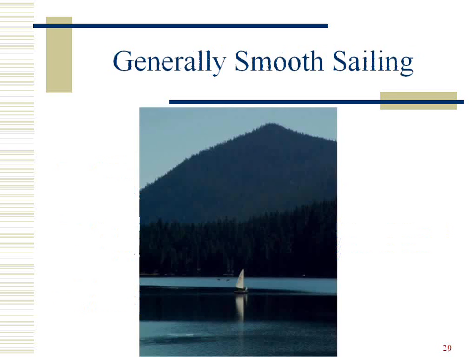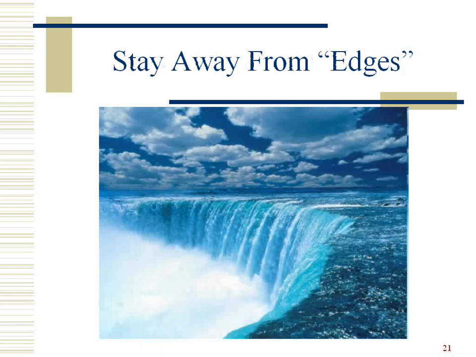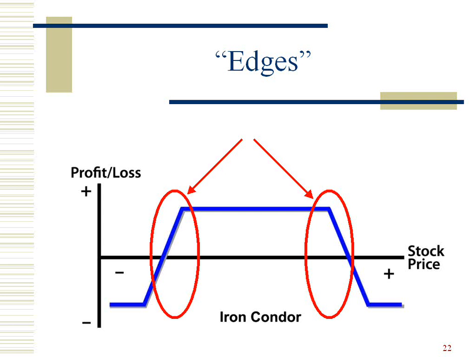Generally, the Iron Condors that we trade are smooth sailing, kind of boring, but occasionally they get very exciting and can be very risky. So what we say is, we're going to stay away from the edges as much as possible. And even that, as we've seen in the last couple of weeks, can cause a lot of problems. Even if you do stay away from the edges, you can still get some problems. By the edges, we're talking about the short options, the short put and the short call.